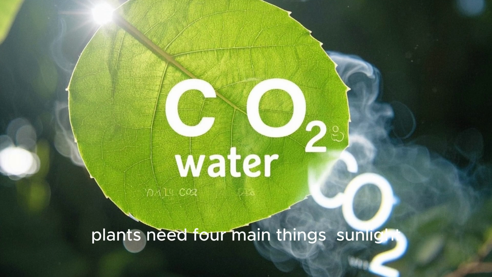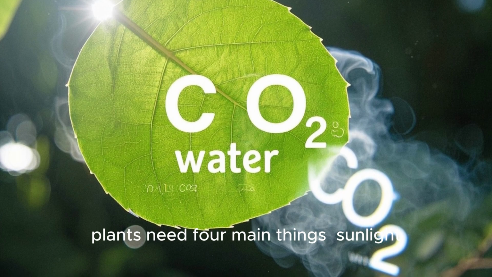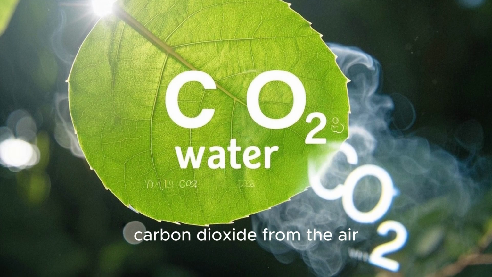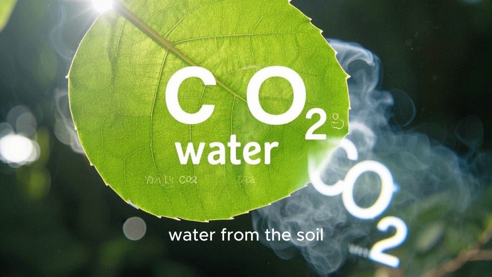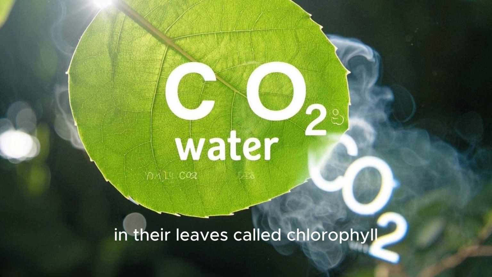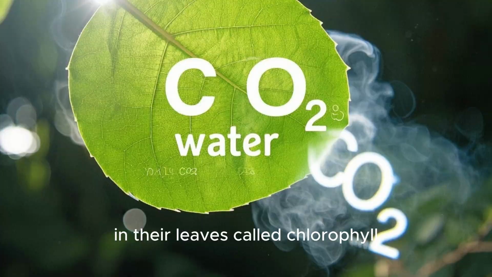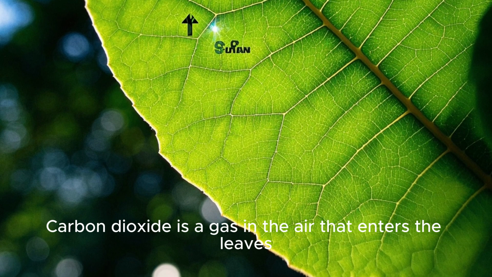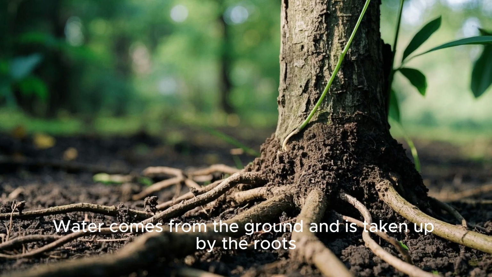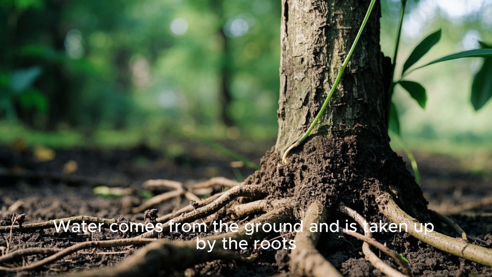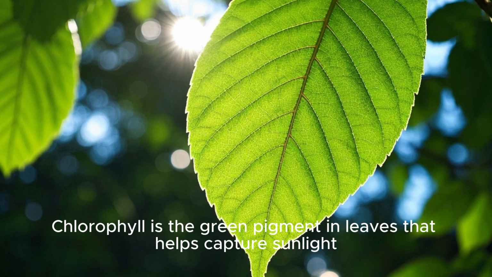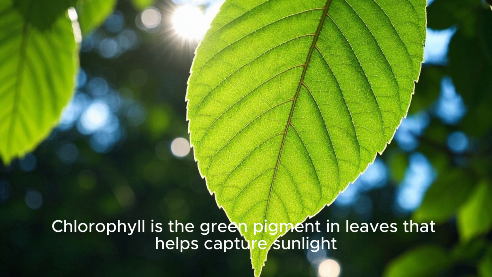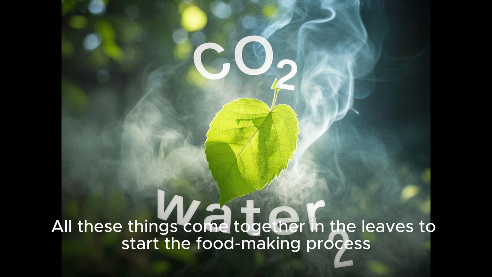To make food, plants need four main things: sunlight, carbon dioxide from the air, water from the soil, and a green substance in their leaves called chlorophyll. Sunlight gives the energy. Carbon dioxide is a gas in the air that enters the leaves. Water comes from the ground and is taken up by the roots. Chlorophyll is the green pigment in leaves that helps capture sunlight. All these things come together in the leaves to start the food-making process.